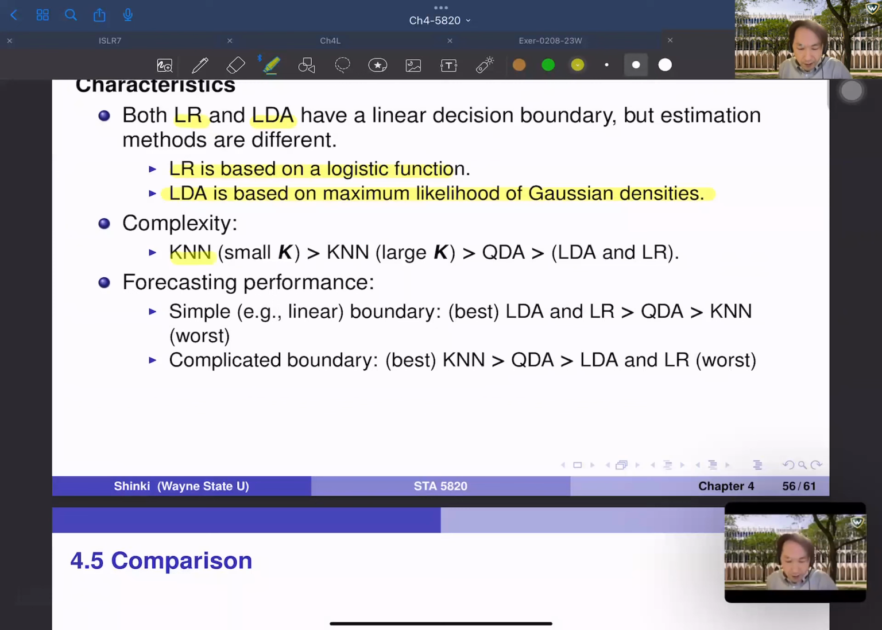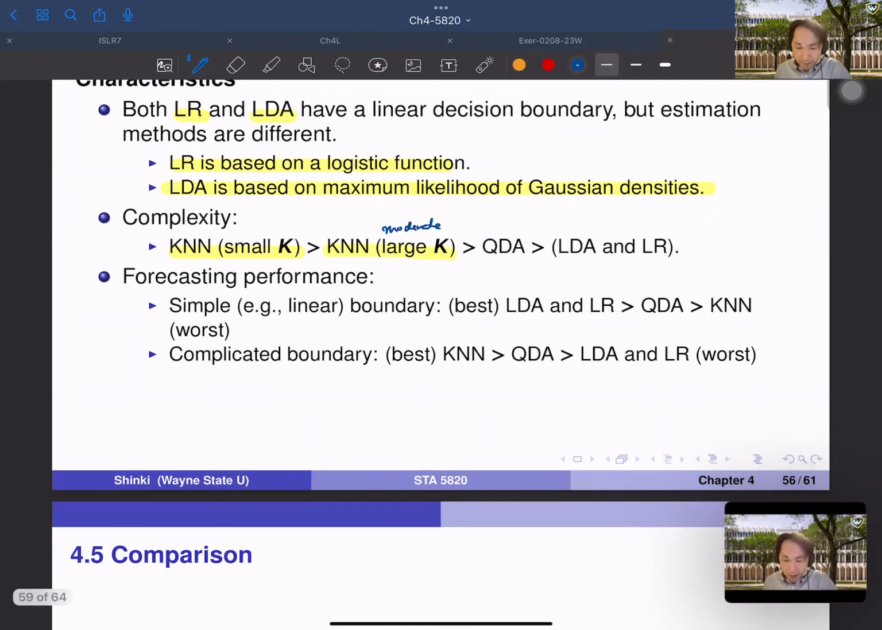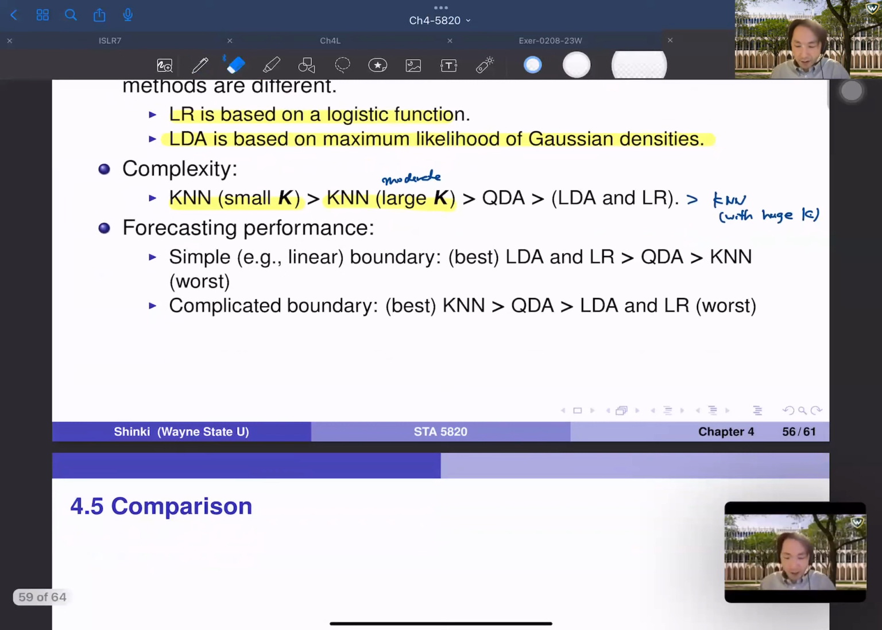And in terms of complexity, KNN with small k is the most complex rule. KNN with maybe moderate k is a little less complicated than QDA and LDA. If KNN has a very large k, it is possibly much simpler than LDA. If k is similar to the sample size, then probably KNN is even simpler than LDA.